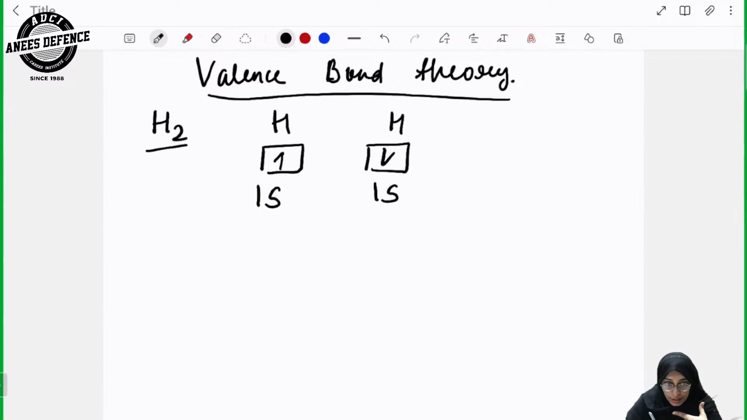Second is what? The electrons in the half-filled valence orbital must have opposite spins. So this is upward, this is downward. So when they have opposite spins, they can overlap. So what happens during the bond formation? The half-filled orbitals overlap and the opposite spins of the electrons get neutralized. That's what happens.